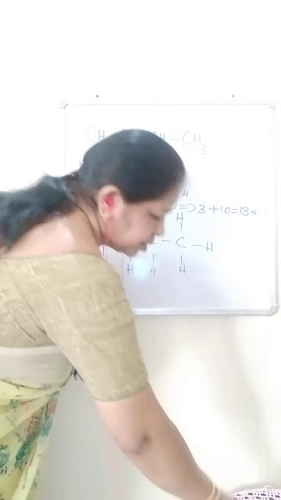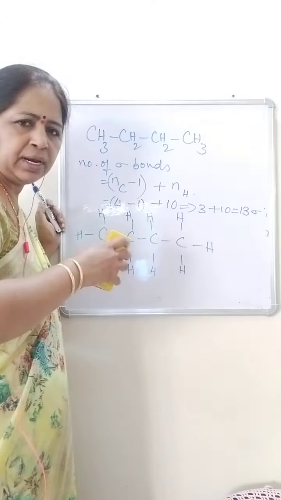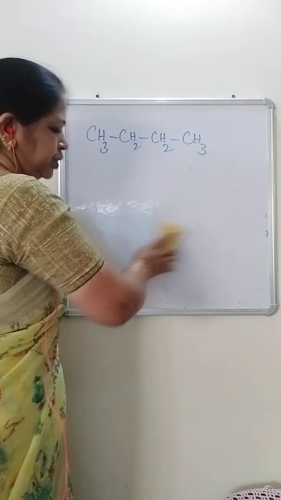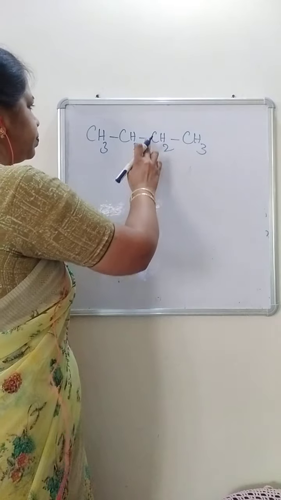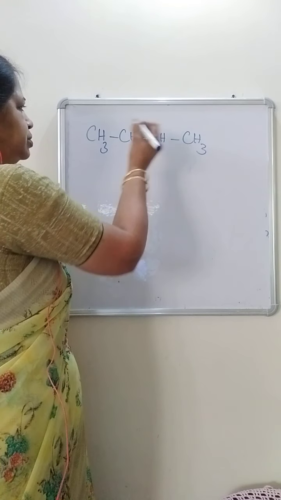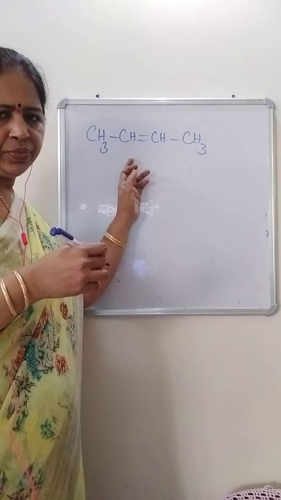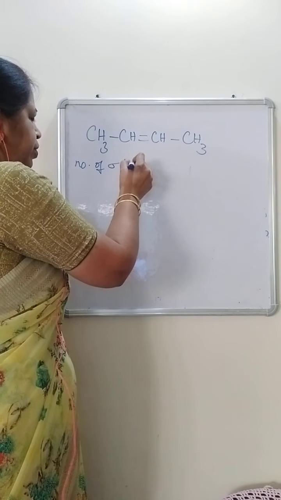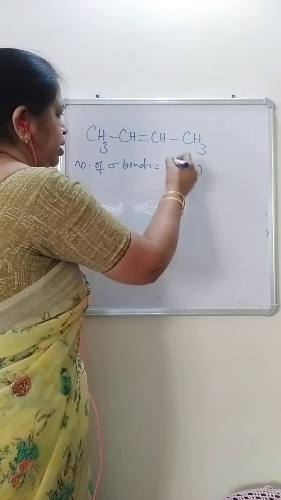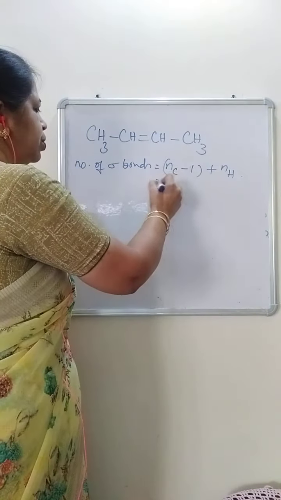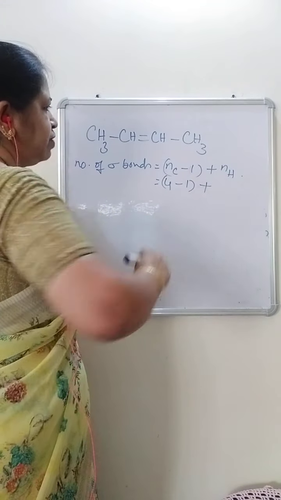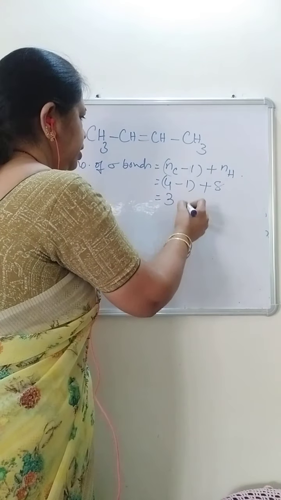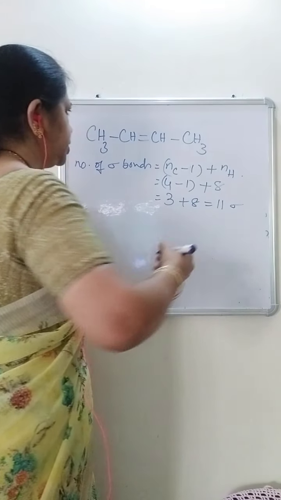This is for alkanes. In case of alkenes and alkynes, we have to calculate the number of pi bonds also. Let us see an example for that also. If we draw the alkene 2-butene, the number of sigma bonds formula is the same. It is number of carbon atoms minus 1, plus number of hydrogen atoms: 4 minus 1 plus hydrogen atoms 3 plus 4, 5, 6, 7, 8. So it is 3 plus 8, 11 sigma bonds present in this structure.